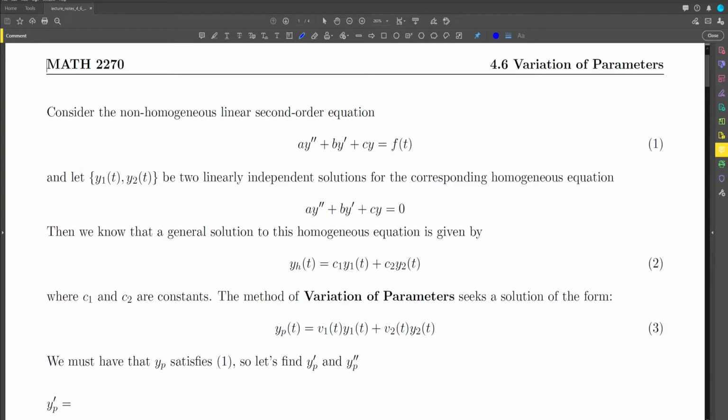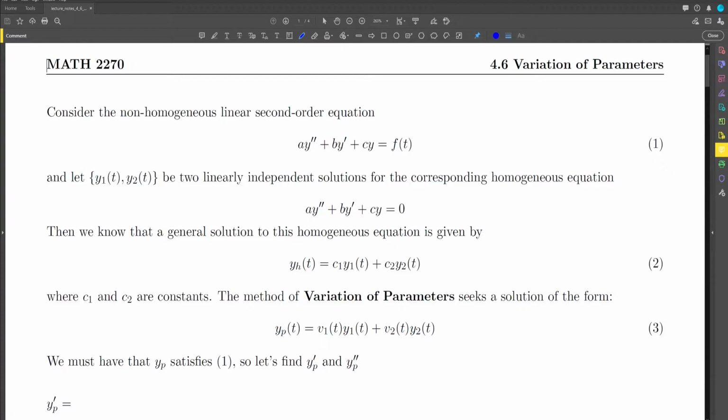And let y1 of t and y2 of t be two linearly independent solutions for the corresponding homogeneous equation a y double prime plus b y prime plus c y equals 0. Then we know that a general solution to the homogeneous equation is given by yh of t equals c1 times y1 of t plus c2 y2 of t, where c1 and c2 are constants.